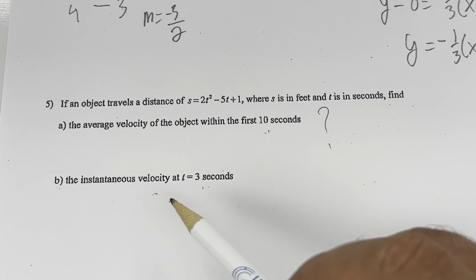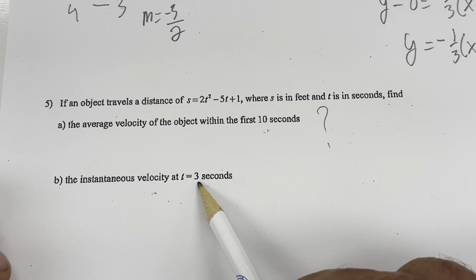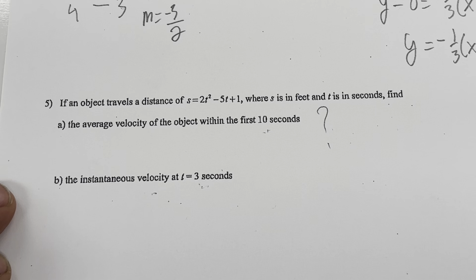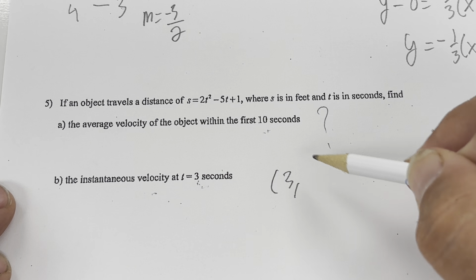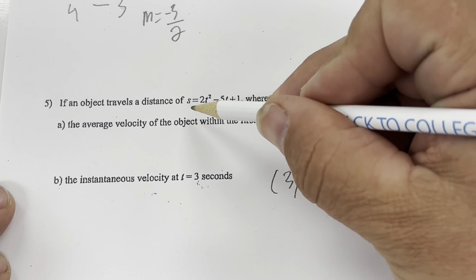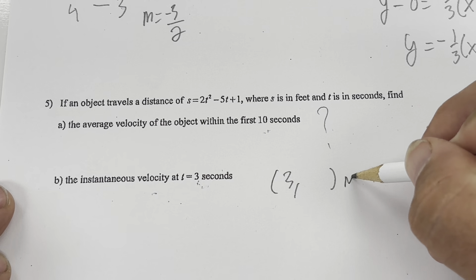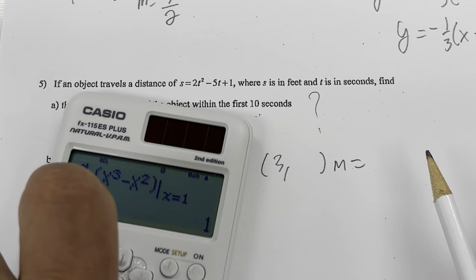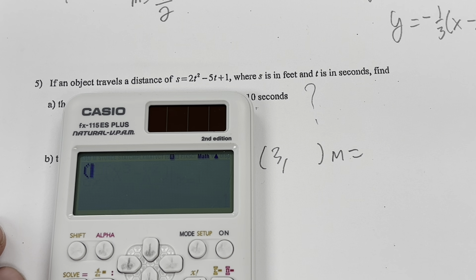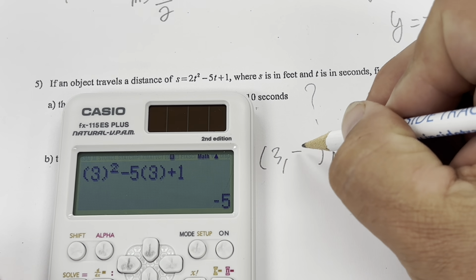So I'm going to go to B, instantaneous velocity. So it is going to be x value 3. So I need to plug 3 in to get the y value. And then I'm going to take the derivative and plug 3 in to get the slope. So if we plug 3 into that, that'll be 2 parentheses 3 squared minus 5 parentheses 3 close parentheses plus 1. No fancy mode, just mode 1. So that's going to be negative 5.